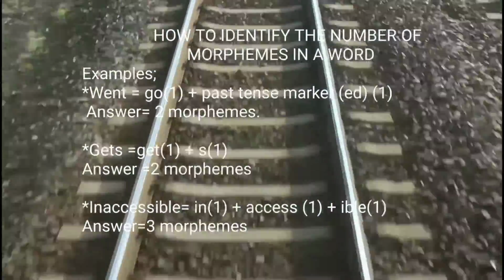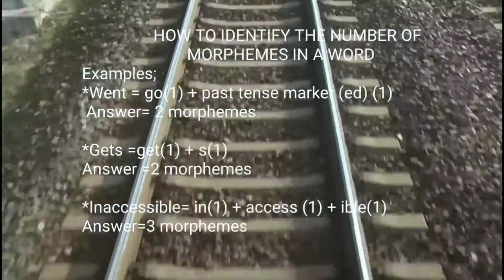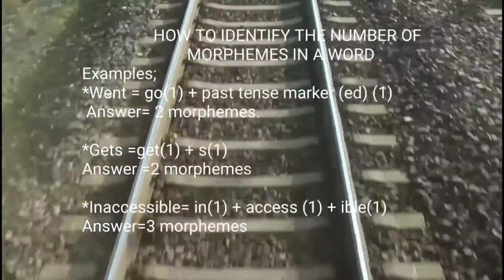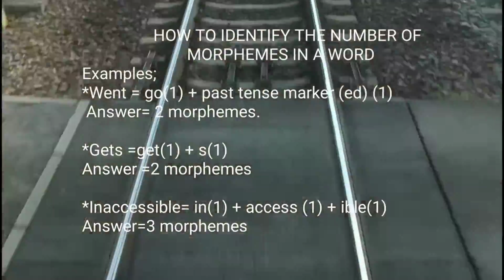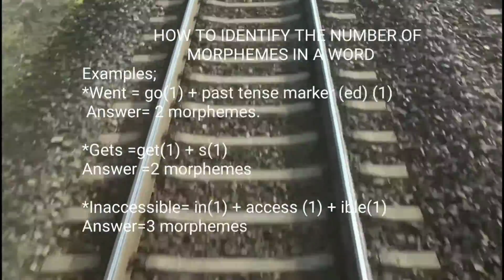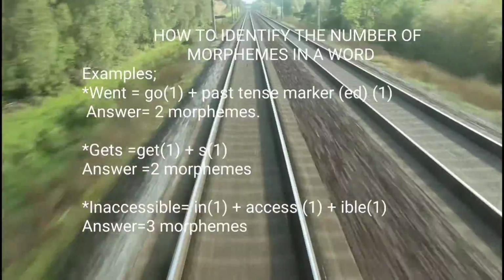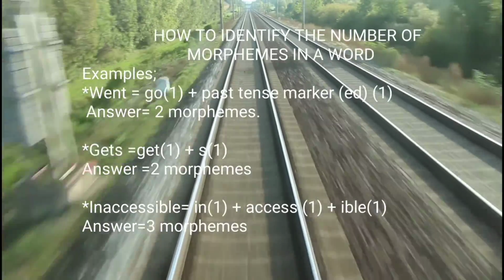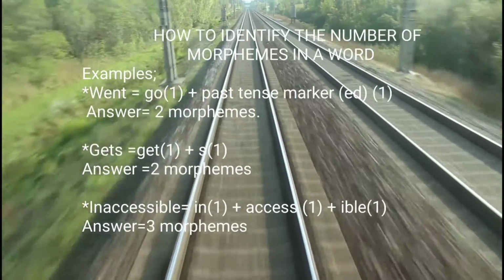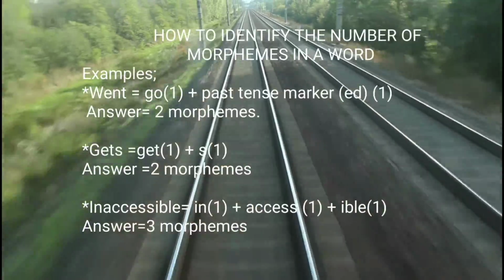This is the last aspect of our lesson: how to identify the number of morphemes in a word. Let's pick the second example, gets, which is a combination of get plus s. So here you realize that you have two morphemes.